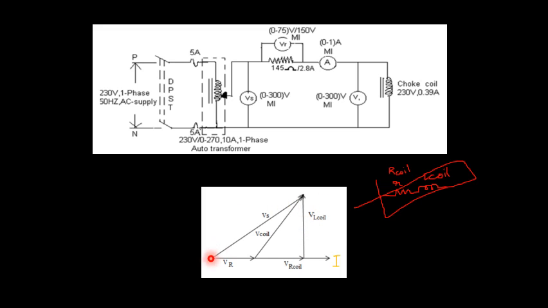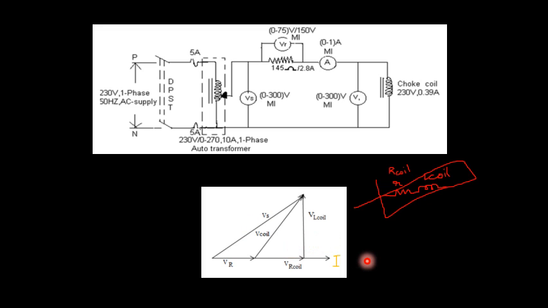These three readings we obtain from this experiment. Vs means this reading, VR means I take this voltmeter reading, and similarly V choke coil, or V coil, means the reading I obtain from this voltmeter. These two values, VR coil and VL coil, we won't get from the experiment; we perform it theoretically with the help of the obtained experimental values.